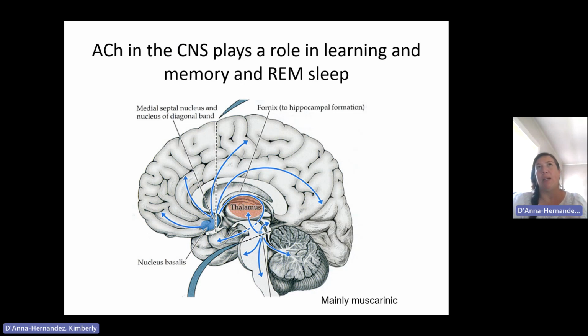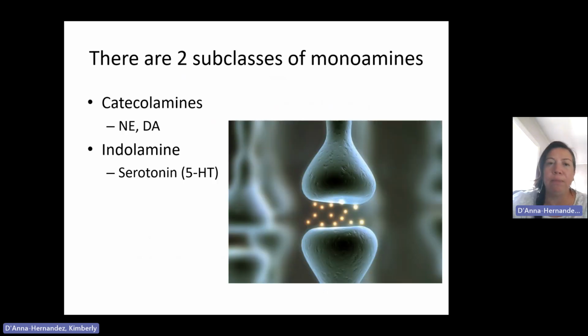If you block an animal from having REM sleep and you teach them a maze and then block the REM sleep, they won't learn. So again, sort of activation of that cholinergic system seems to be really important for learning and memory and REM sleep, all which are tied together.